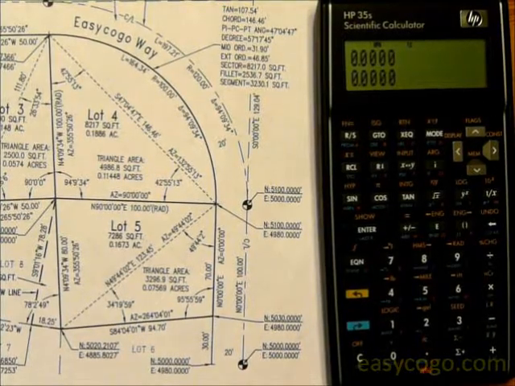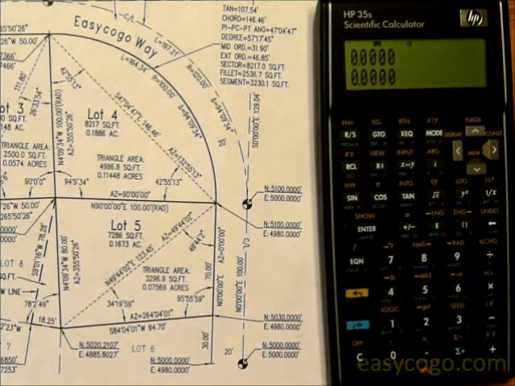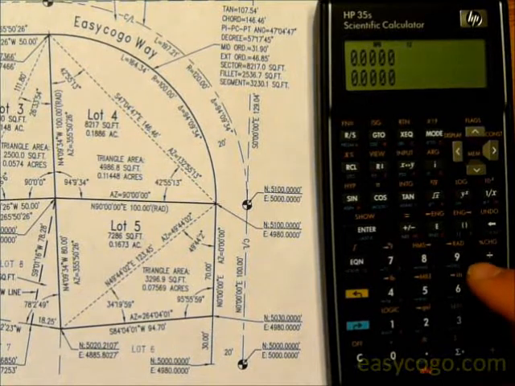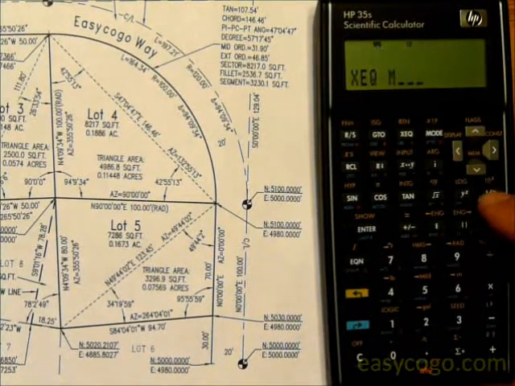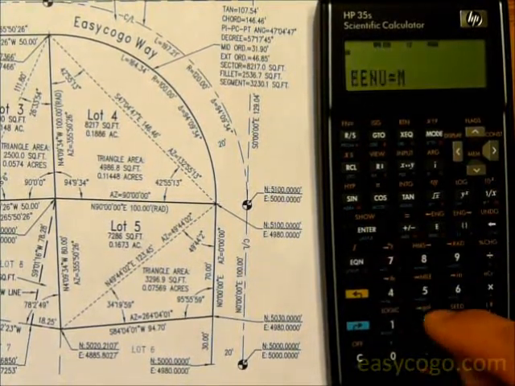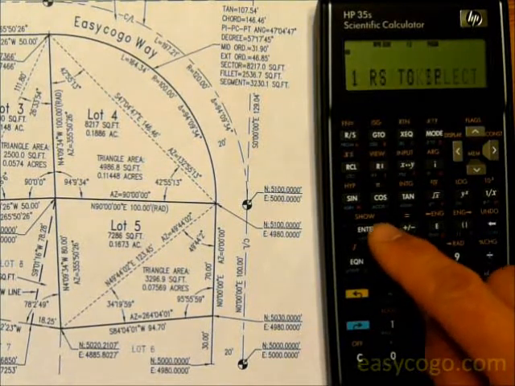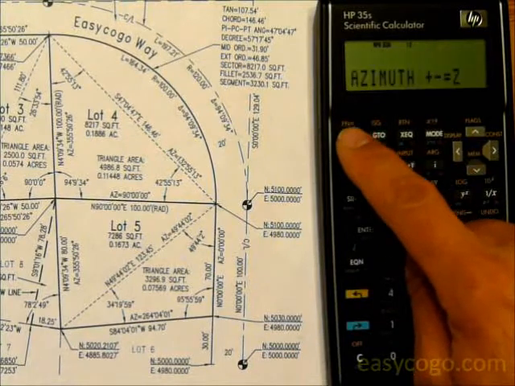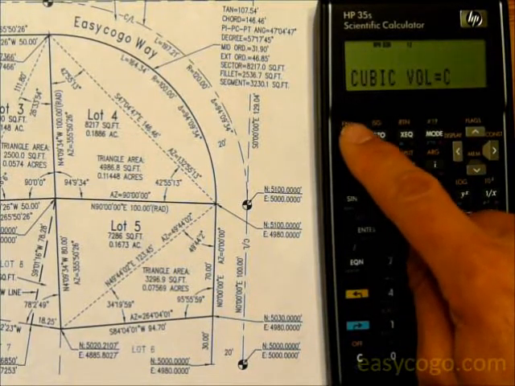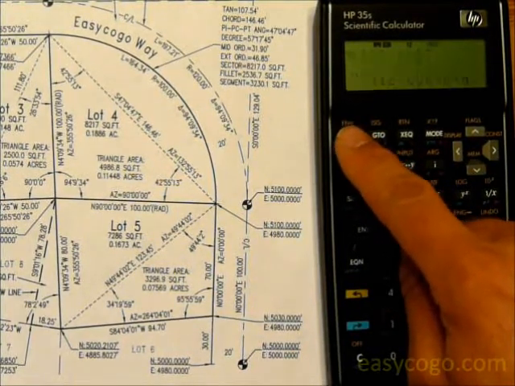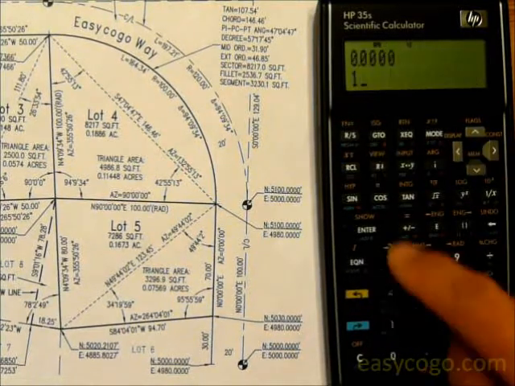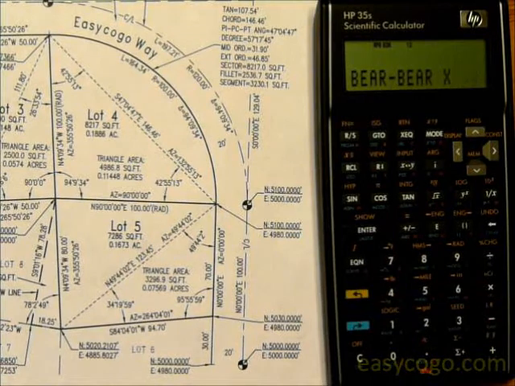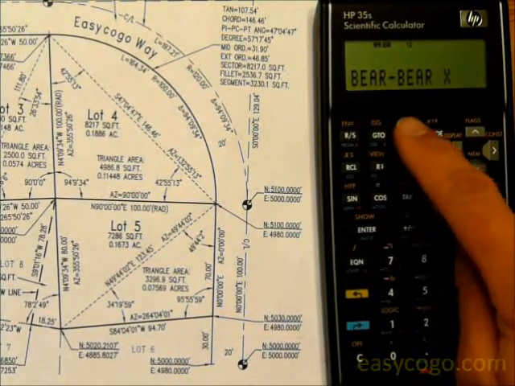If we wanted to do a bearing distance intersection, let's say for example we forgot that X stood for intersection, so we can execute the menu, press enter, gives us a little bit of information, and then we can skip the options until we get to the one we want. So press RS, there's intersection, say 1 for a yes answer, and it brings us to the program.